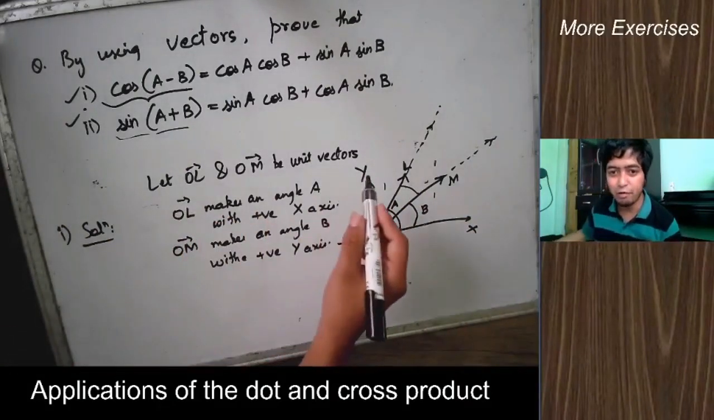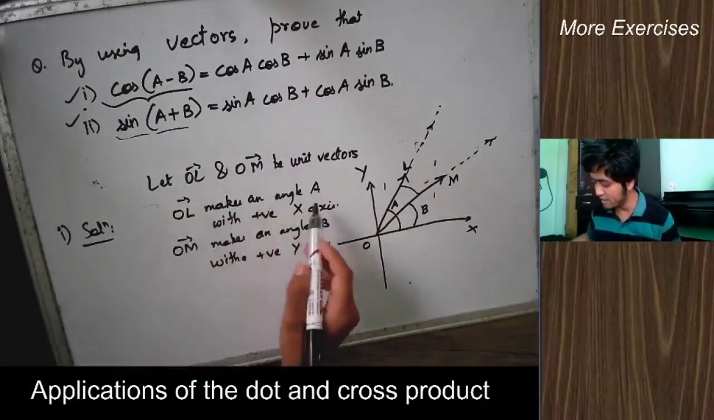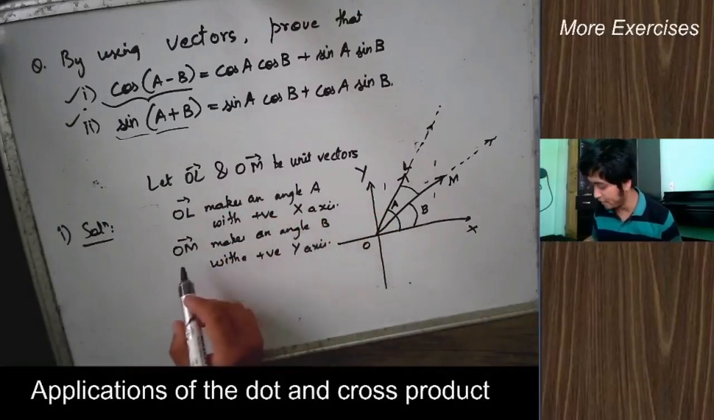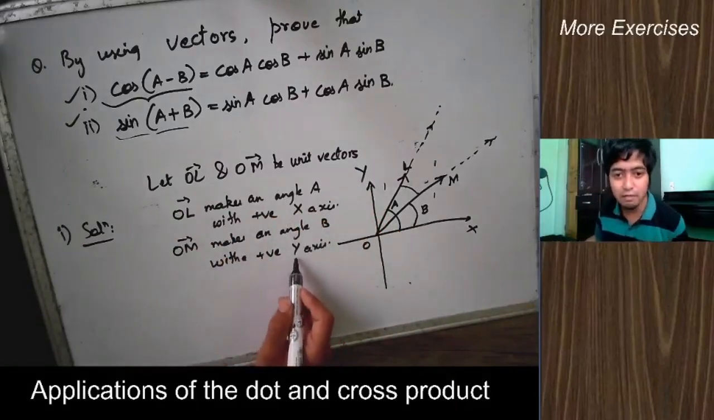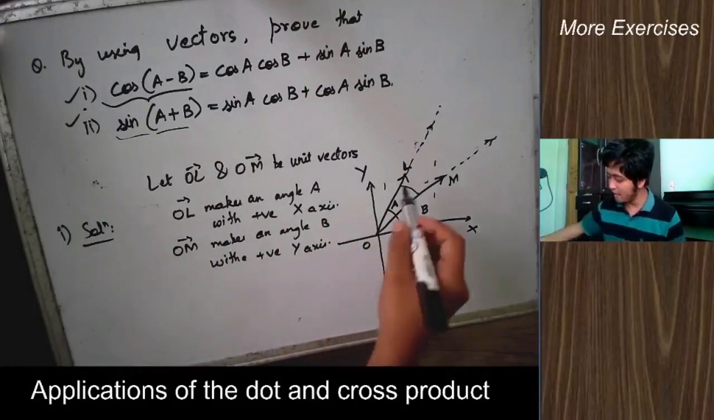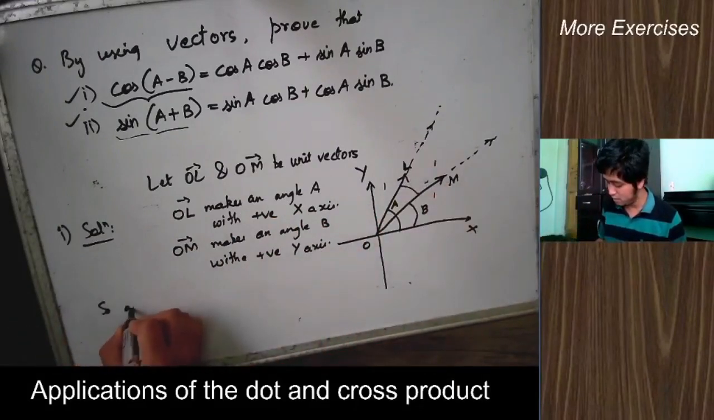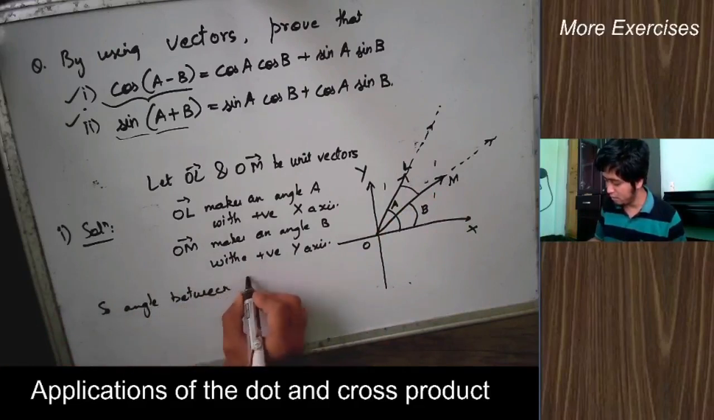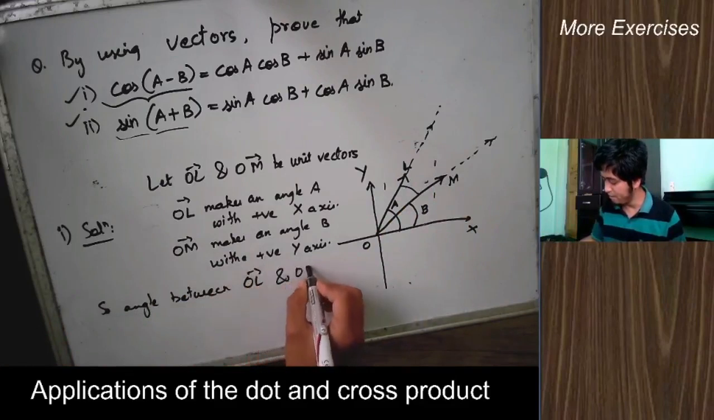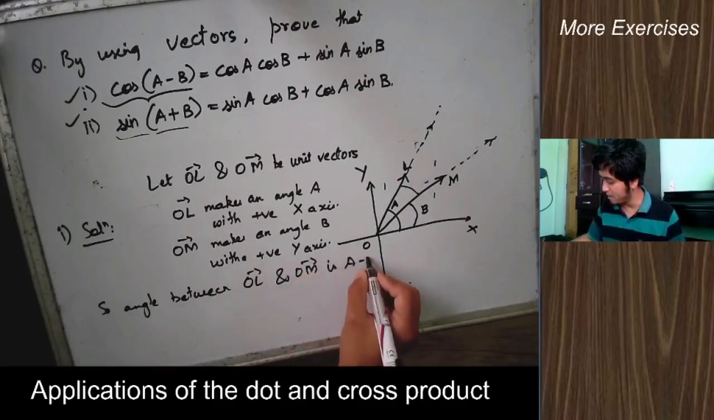Again, let OL and OM be unit vectors. OL makes an angle A with the positive x-axis and OM makes an angle B with the positive x-axis. So the angle between OL and OM is A minus B.